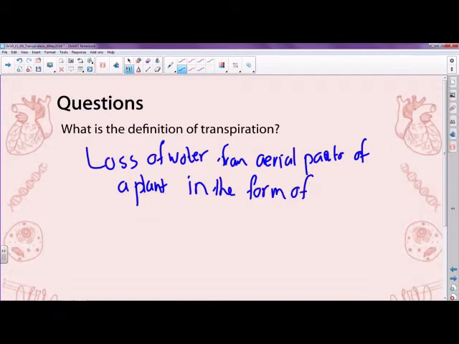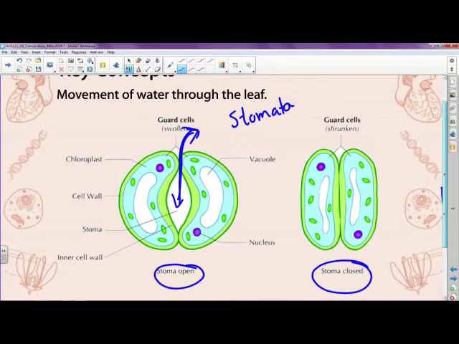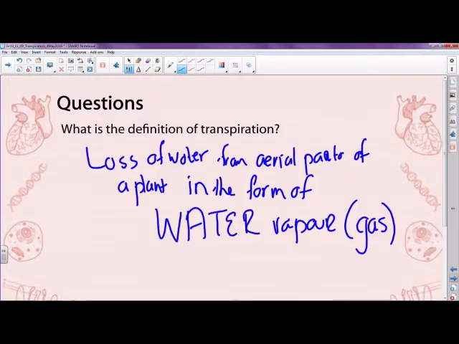this is the important part, in the form of water vapor, which means it's a gas. So let's go to this next one over here. If water comes out here, it's in the form of a gas, and it does not move past a cell membrane. It comes out of a hole. Then transpiration is a type of diffusion. Transpiration is a type of diffusion.